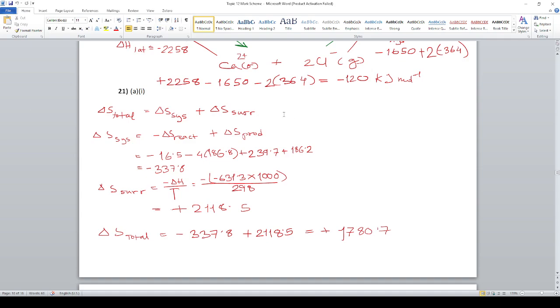21 is another entropy question. Here, they've just left you with a big blank space to fill in everything by yourself. So let's start with what they want. They want the entropy total, which is system plus surroundings. That part is pretty straightforward. What is entropy of system? The negative of the reactants plus the products, right? All of the reactants, negative, plus all of the products.